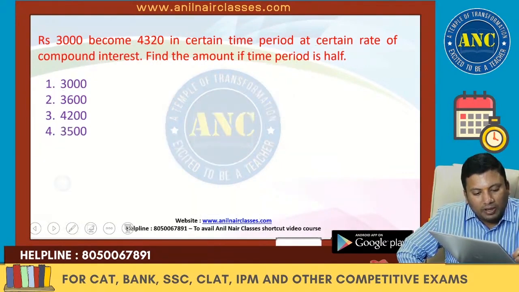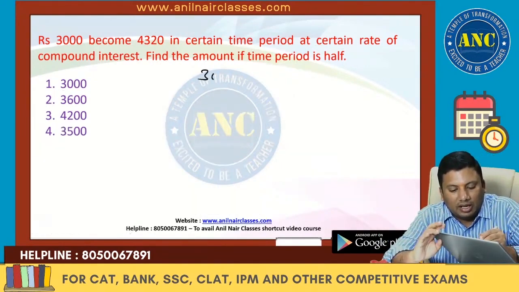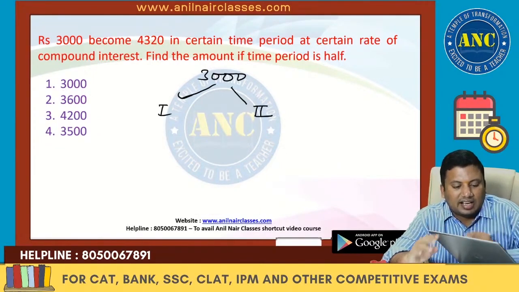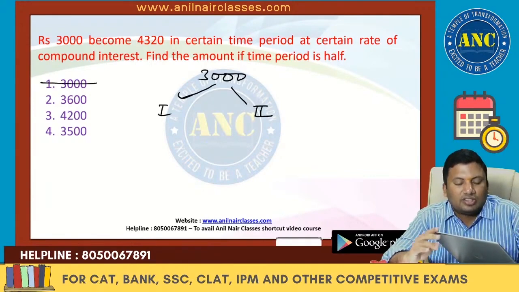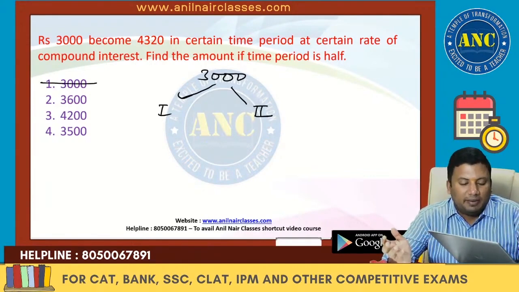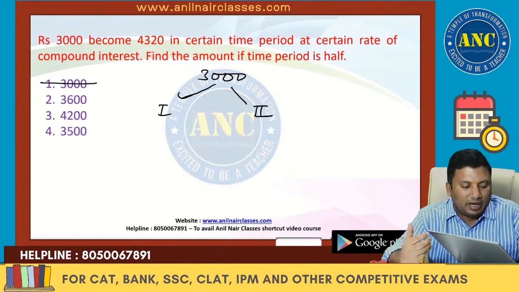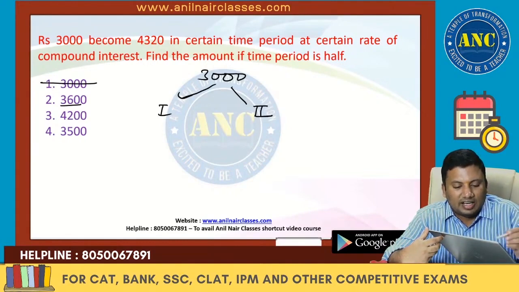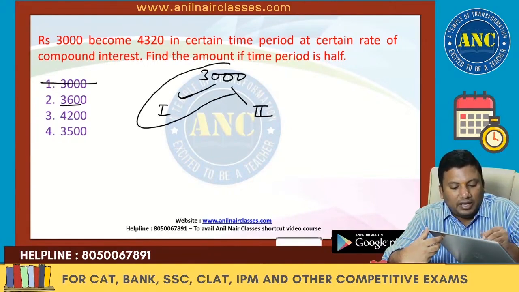Or you can go by the answer option. Suppose the time period is half. That means if it is first year and second year, if I take 3000, it cannot be the same, right? Interest and principal, right? This is not possible. If I take 3600, this is the amount if the time period is half.